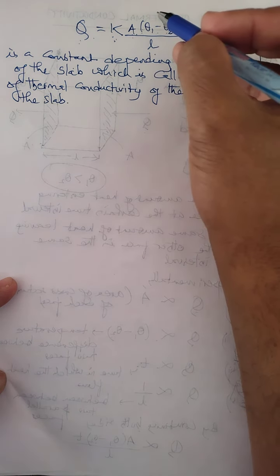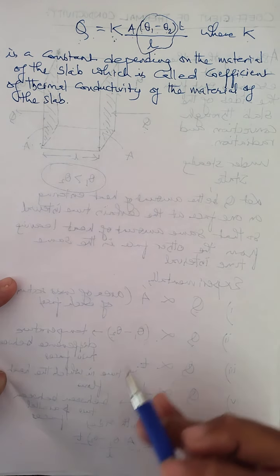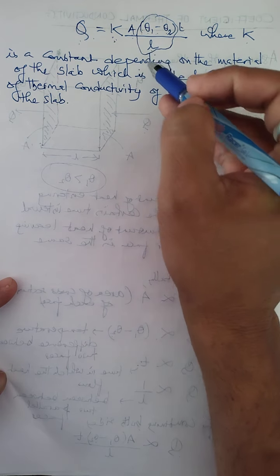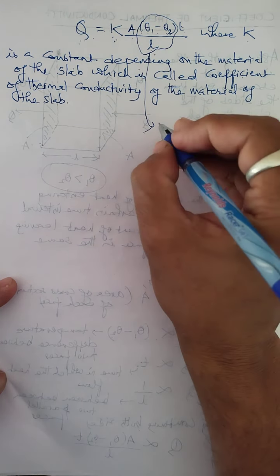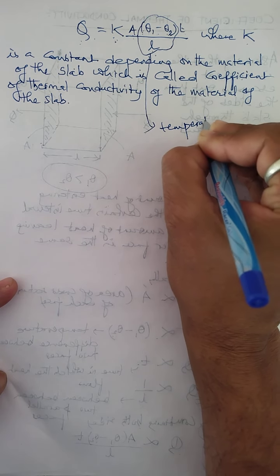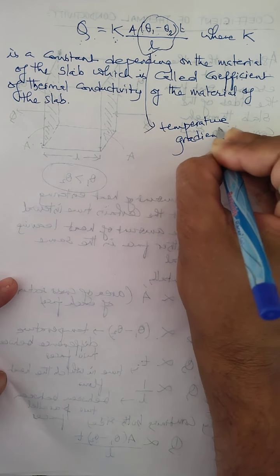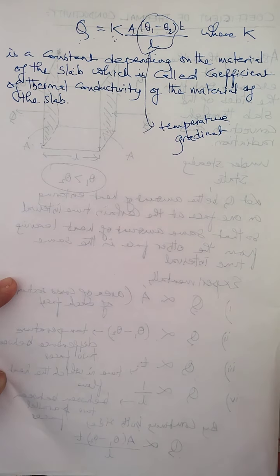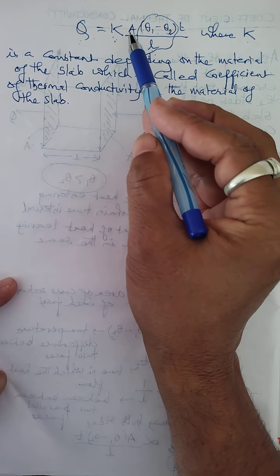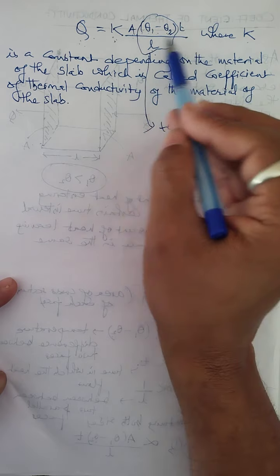Now in this expression, this quantity (θ1 minus θ2) by L is called temperature gradient, because θ1 minus θ2 is the change in temperature, and this change in temperature per unit length is also called temperature gradient. So finally, the expression of the coefficient of thermal conductivity is simply expressed by the relation Q equals to K A (θ1 minus θ2) T by L.